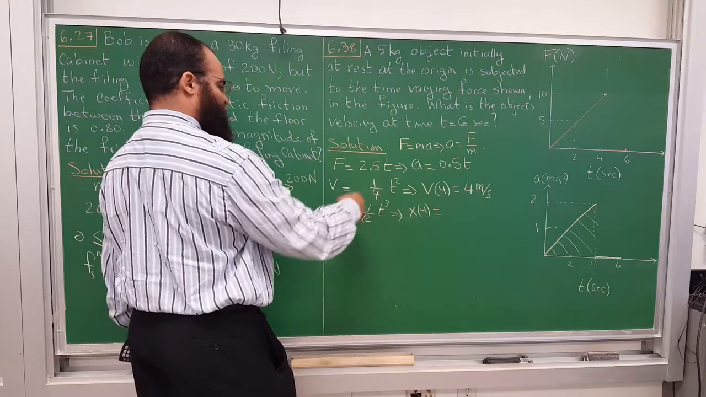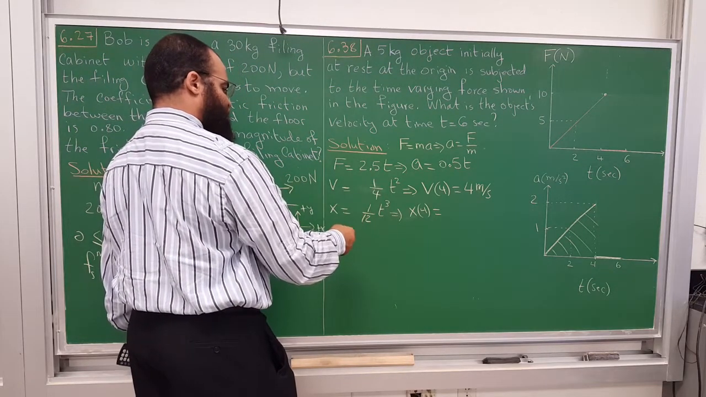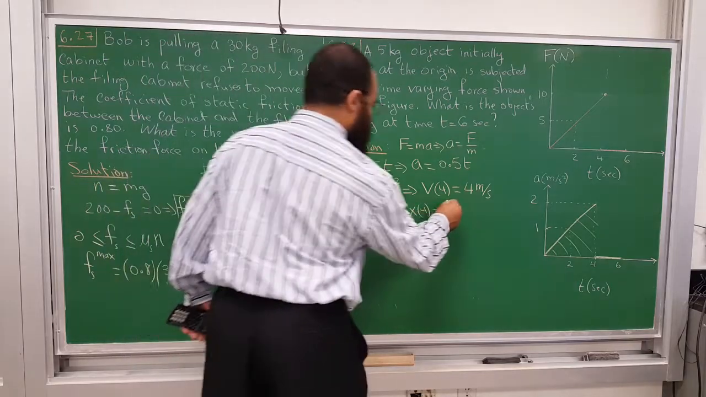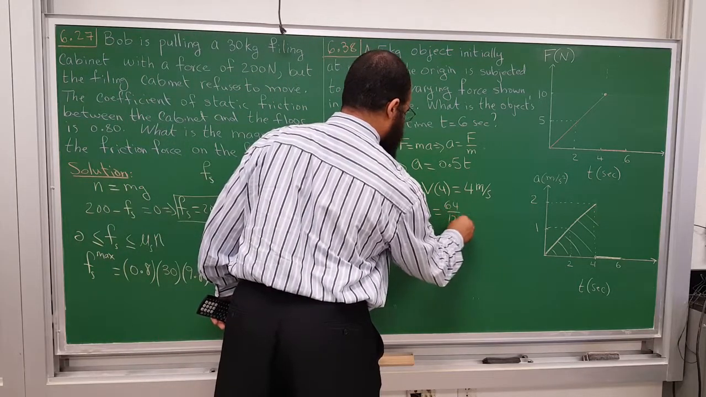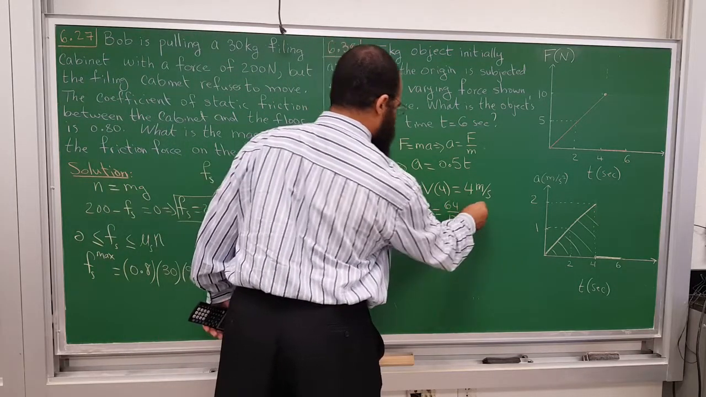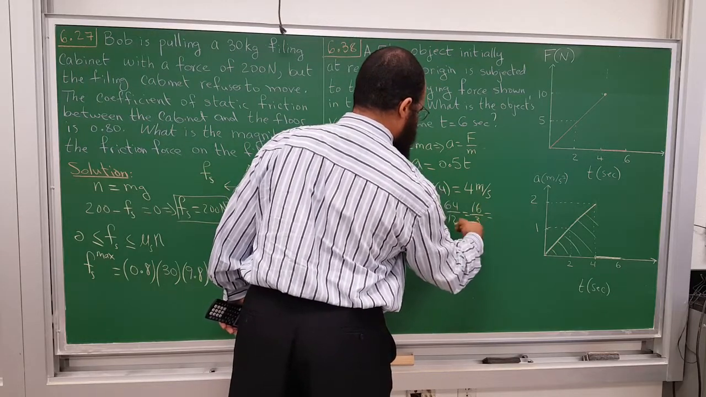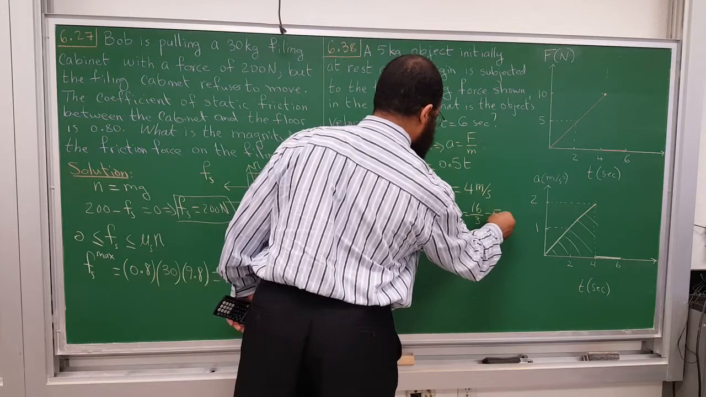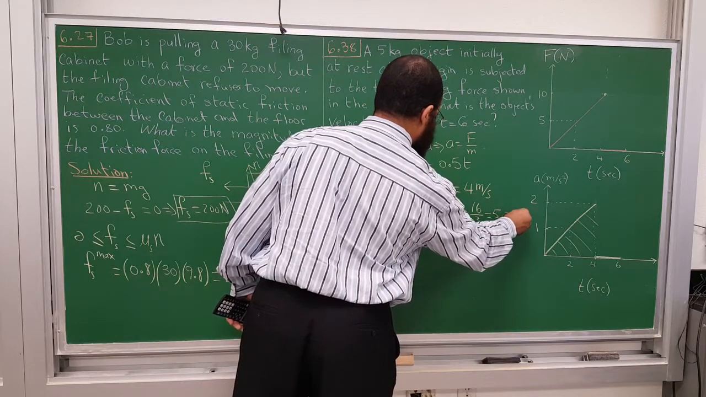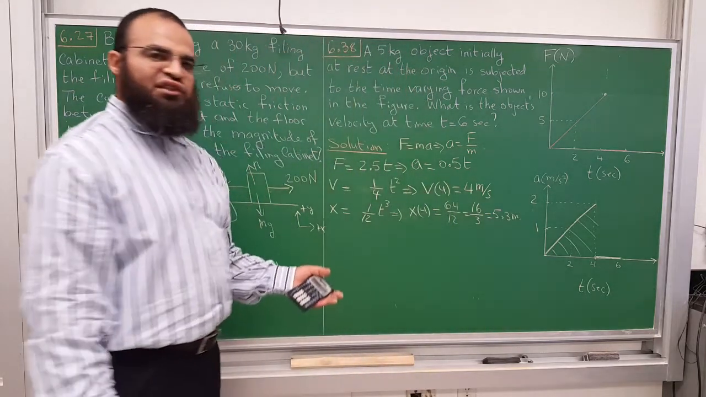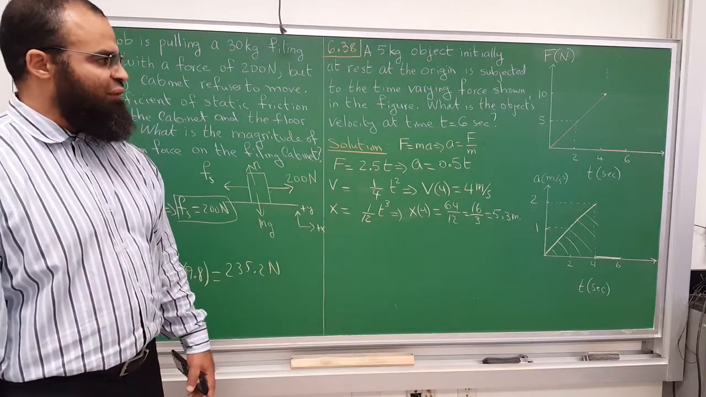So 4 cubed, that's 64, and you get 64 over 12. Well, 64 over 4 is 16, so 16 over 3, and that's 5.333. So that's about 5.3 meters. So at t equal to 4 seconds, the position is 5.3 meters.